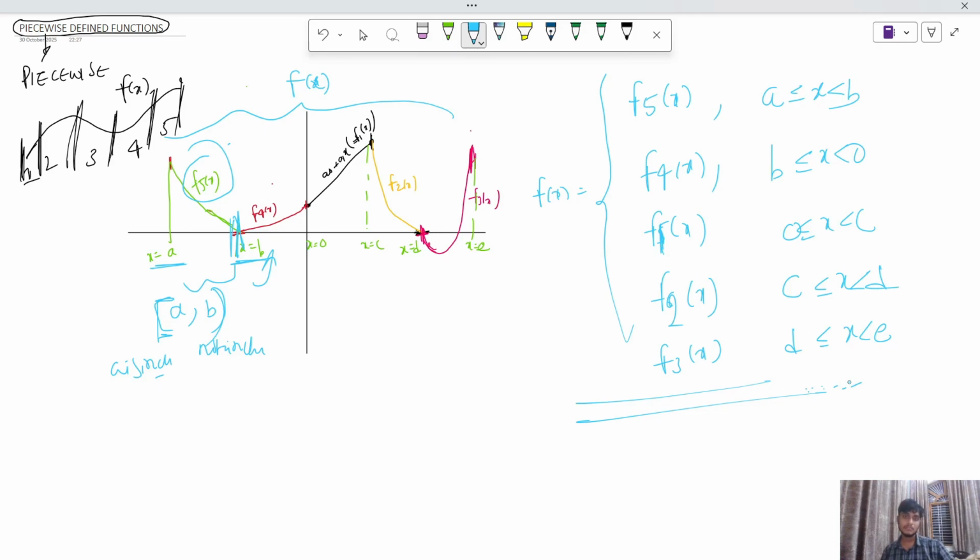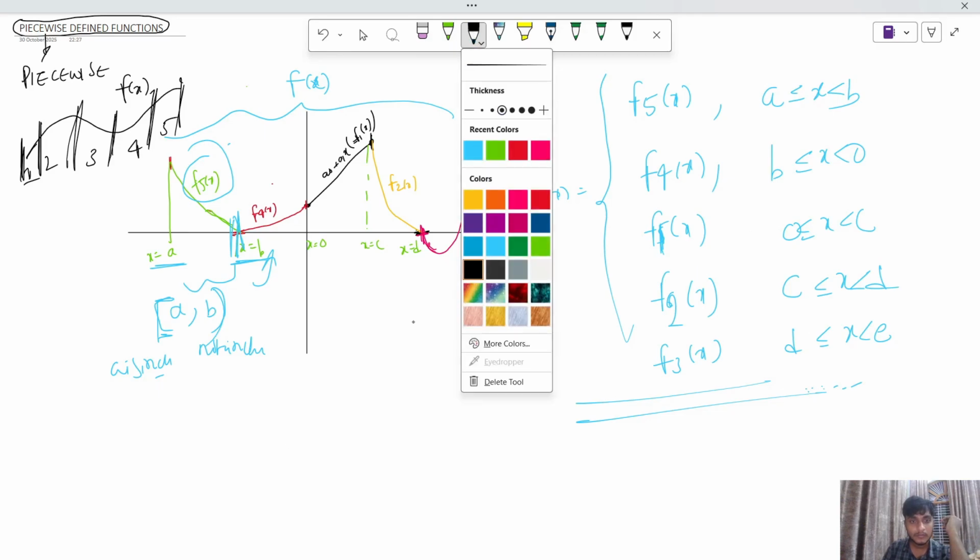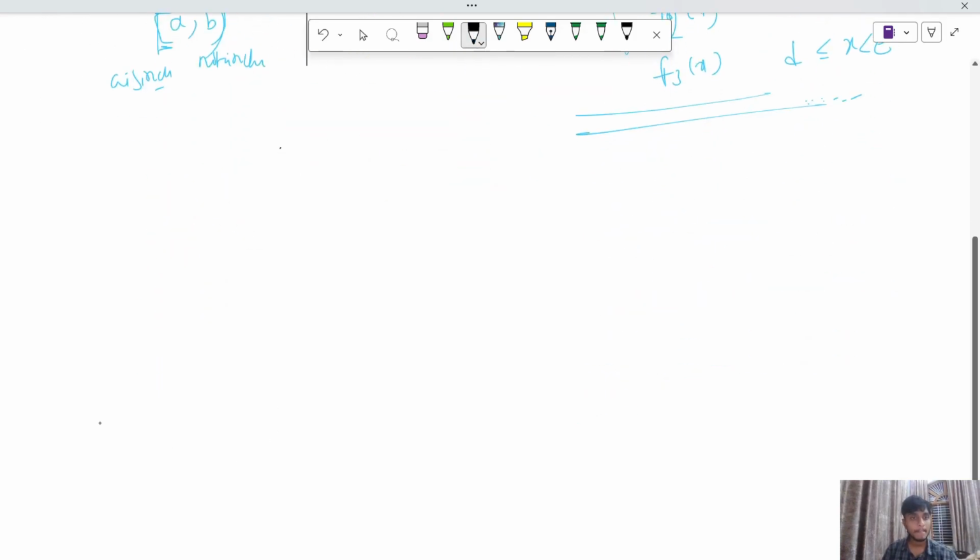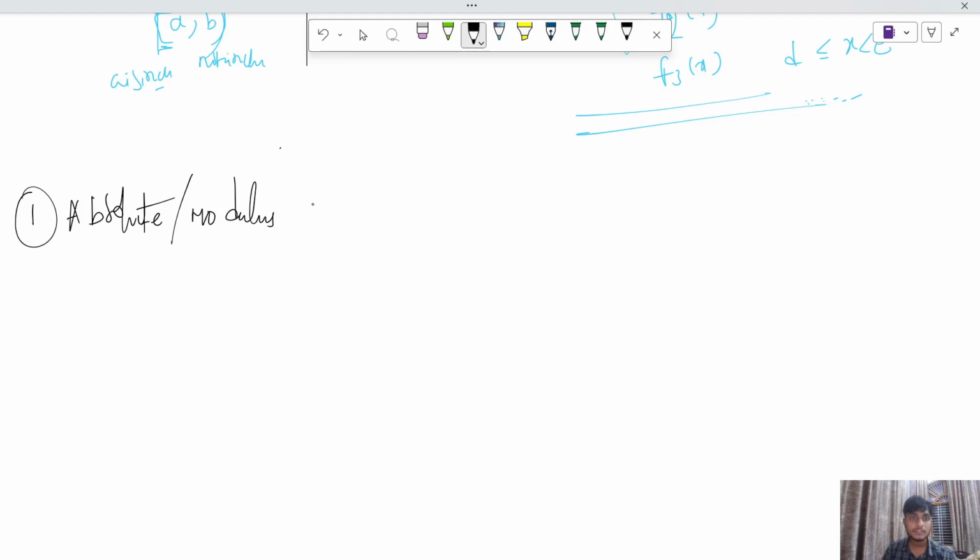That explains it well, but it is completely random. There are some special piecewise defined functions which are very famous and very common in the JEE exam. So we will discuss those, and I'll start directly with the absolute function. So function number 1 is the absolute or modulus function.